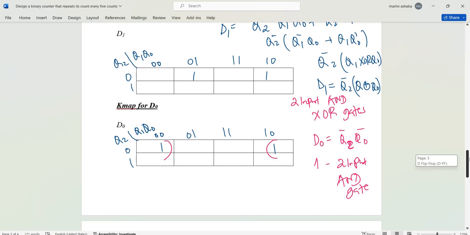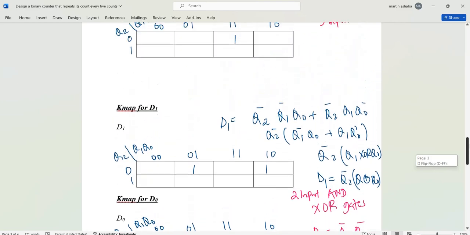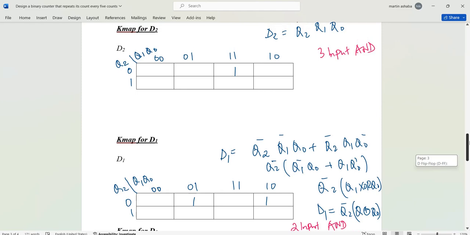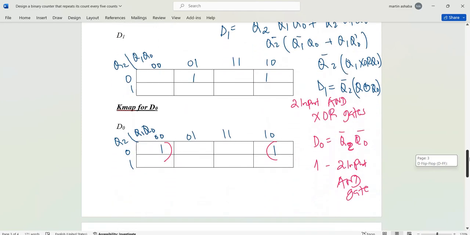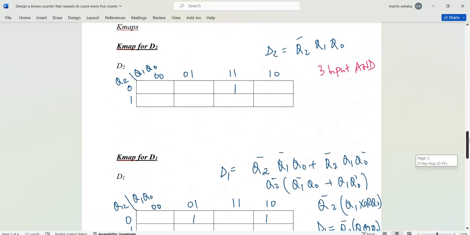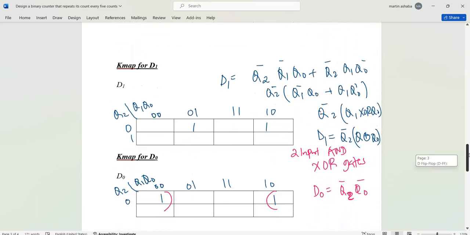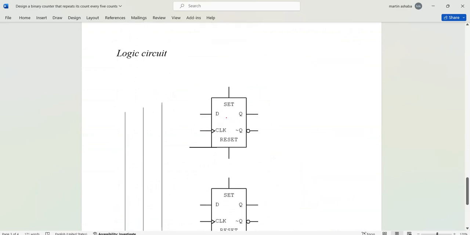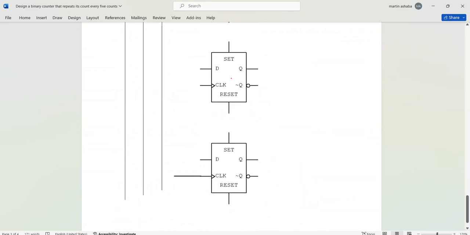I will have 2 AND gates and 1 XOR gate, then plus a 1. Actually, there are 3 AND gates, but 2 are dual, then 1 is a 3 input AND gate, then we shall also have an XOR gate. So let's go to D2. We go to D2. So this is actually, this is not, this is 1, and this is 2.